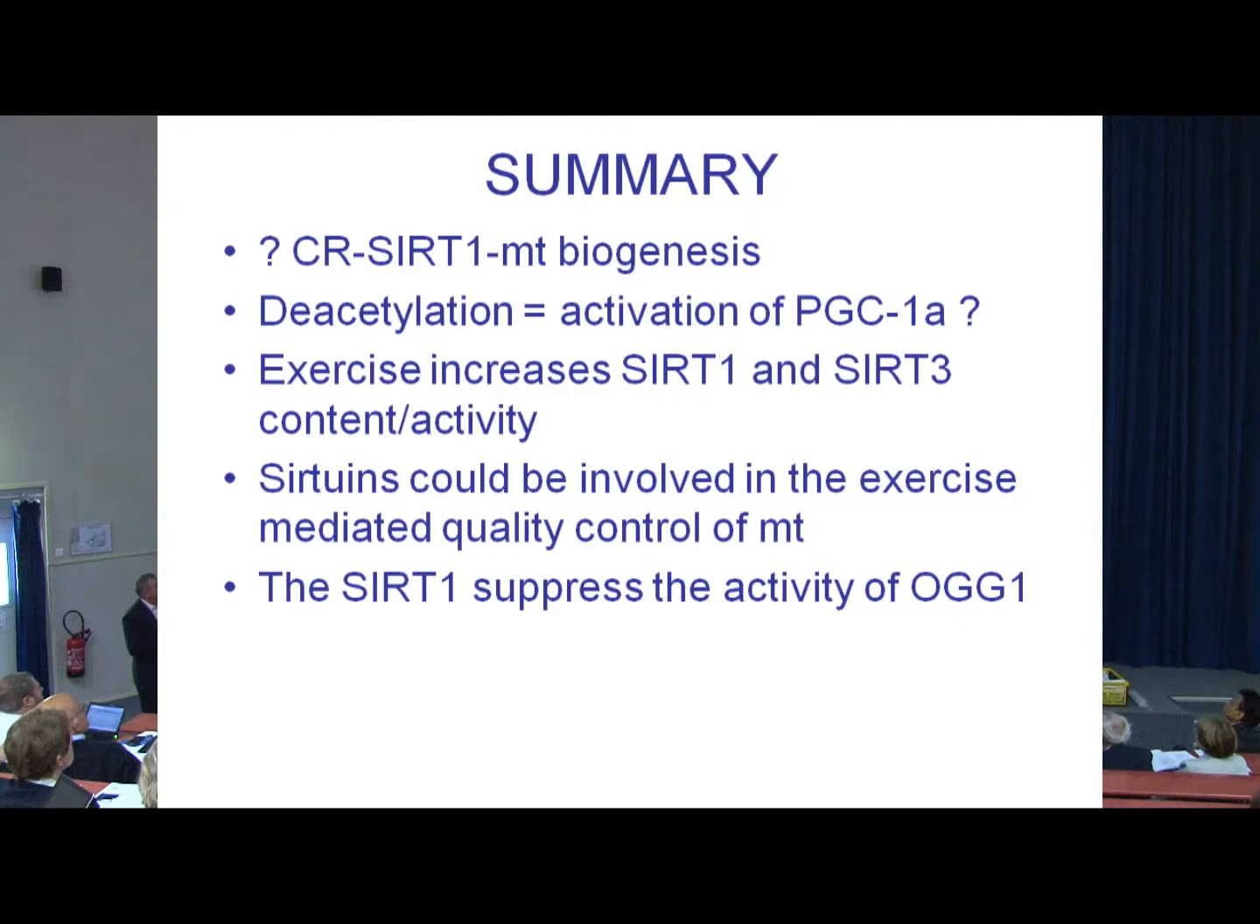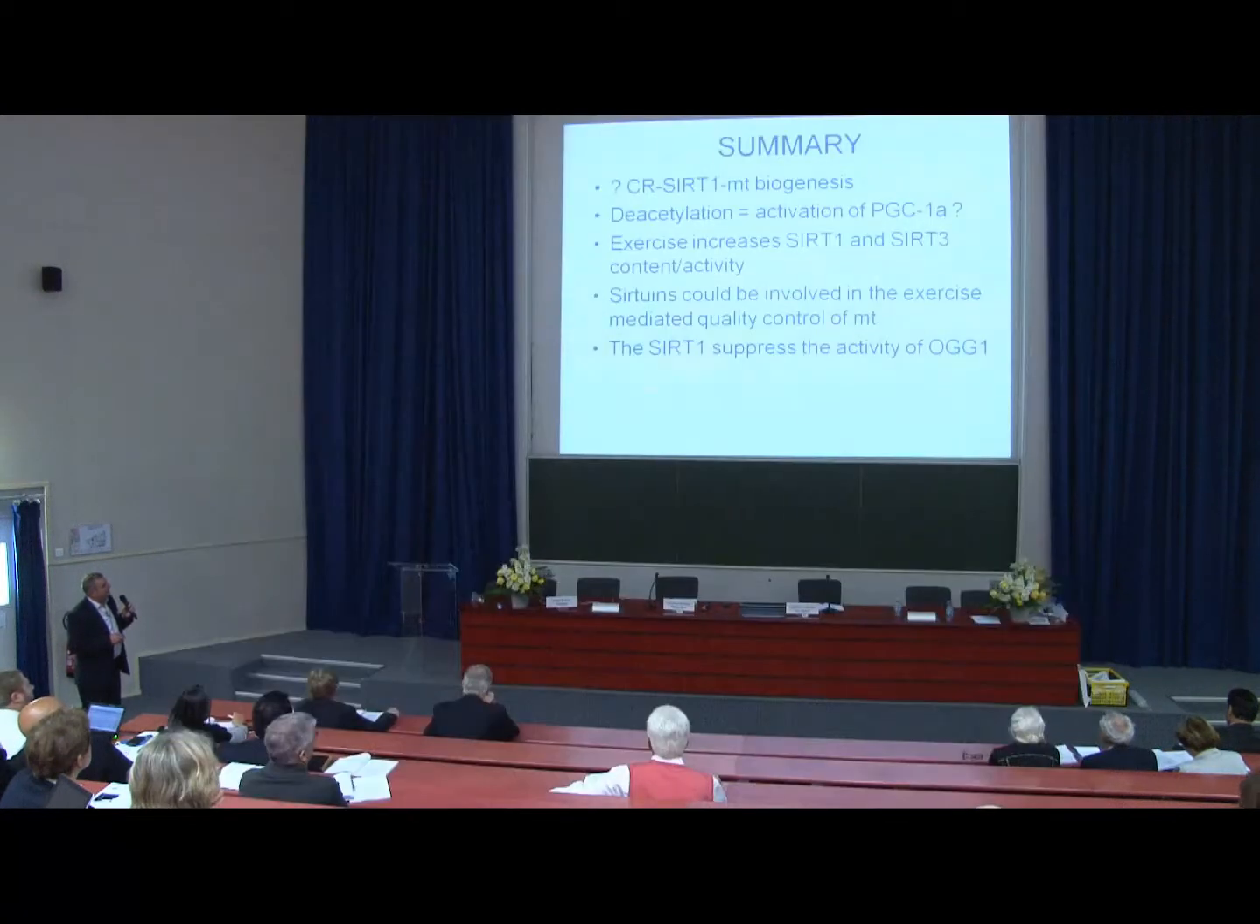So in our summary, we are not sure what is happening with caloric restriction. There are contradicting data. We are not completely sure that the SIRT1 story is involved in caloric restriction induced mitochondrial biogenesis. It is also a question whether PGC1 can be activated by acetylation or deacetylation. It seems that exercise very nicely activates SIRT1 and SIRT3, and this could be very important at mitochondria and also for metabolic processes. Sirtuins could be involved in exercise-mediated quality control of mitochondria, and it seems that SIRT1 suppresses the activity of OGG1.